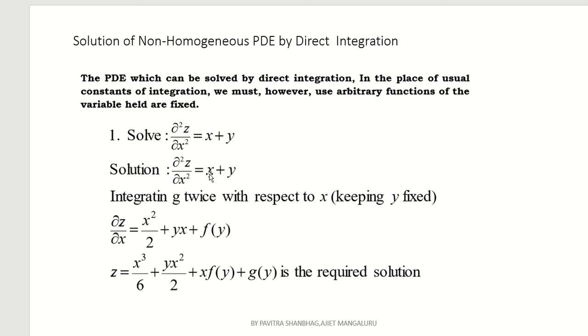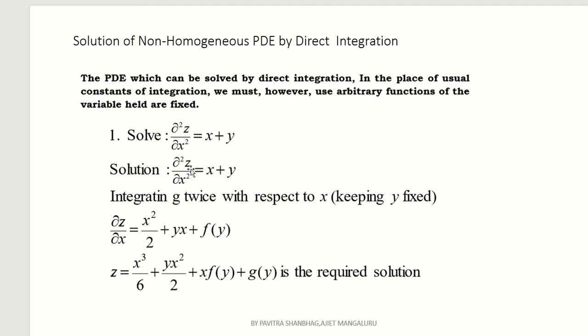Now if you integrating with respect to x, then x integration is x square by 2 plus y is constant, integration of 1 remains here. Integration of 1 means x. So yx plus we are adding some constant of integration, right? That is, if we integrate with respect to x, constant in terms of y, that is f of y. Understood? Once again I will explain.